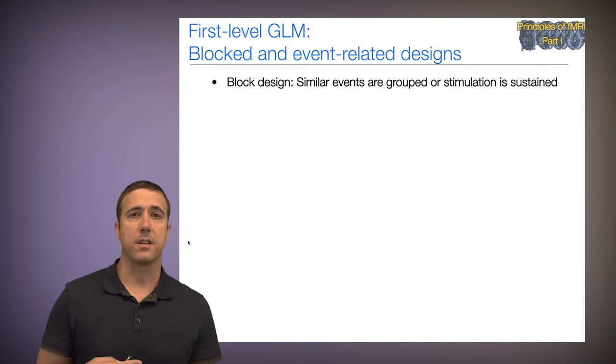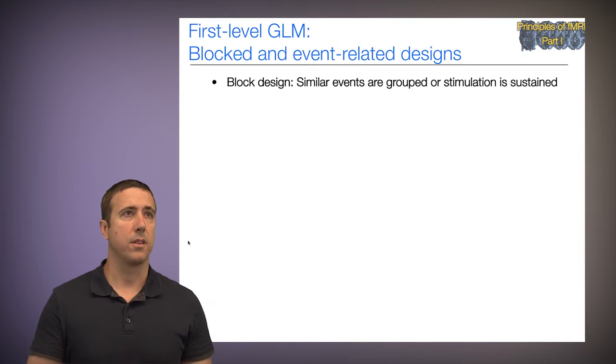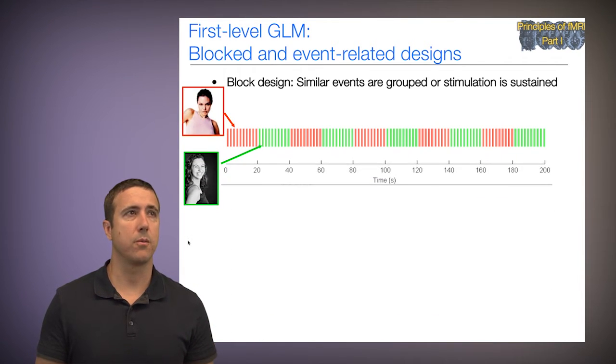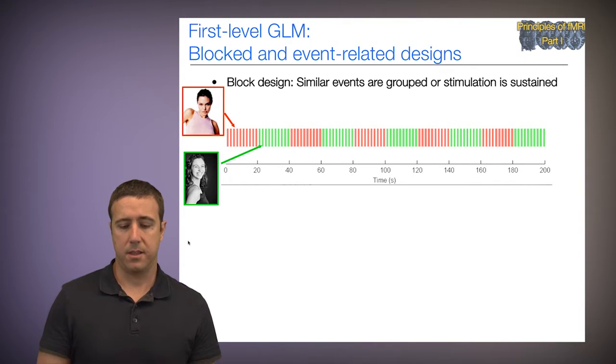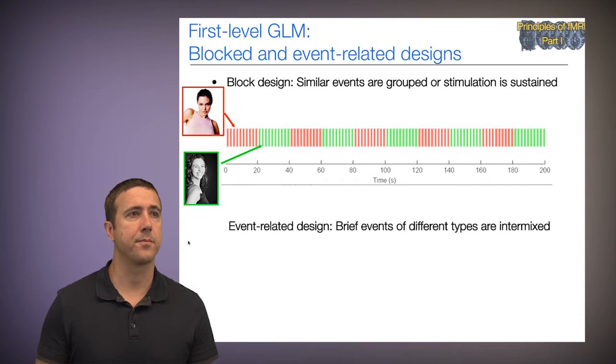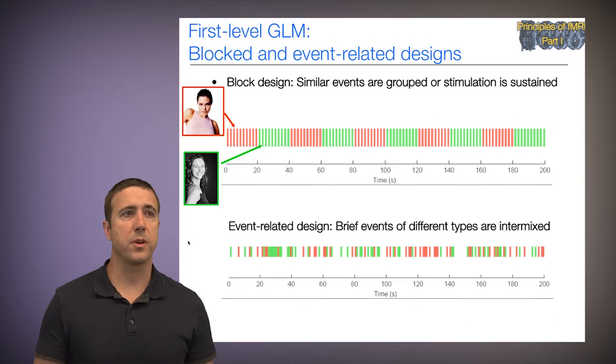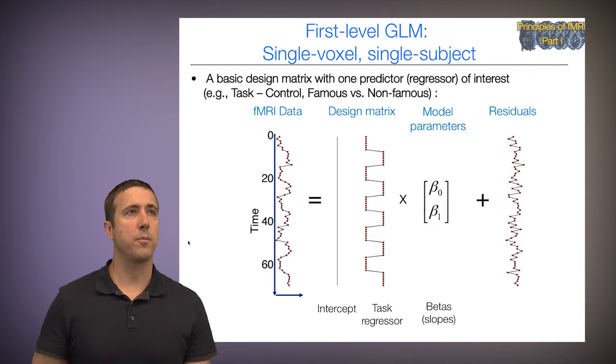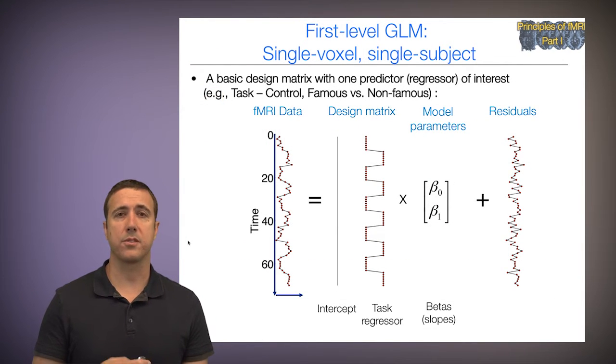Well, first thing to know is let's consider the block design, which is what we just showed you, where similar events are grouped or there's sustained stimulation across a period of time. This is the starting place in very common fMRI design. I can contrast this with an event-related design. In this case, I'm going to present events, famous and non-famous faces, briefly. I'm going to intermix those types of events, sometimes with some rest or jitter in between. You can see an example of this kind of design here.